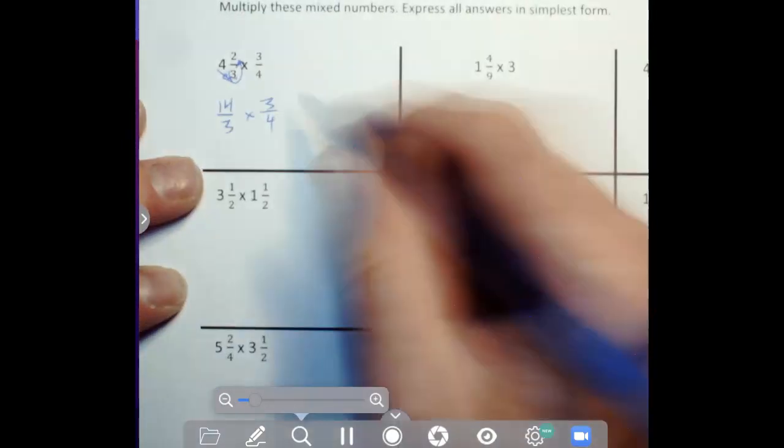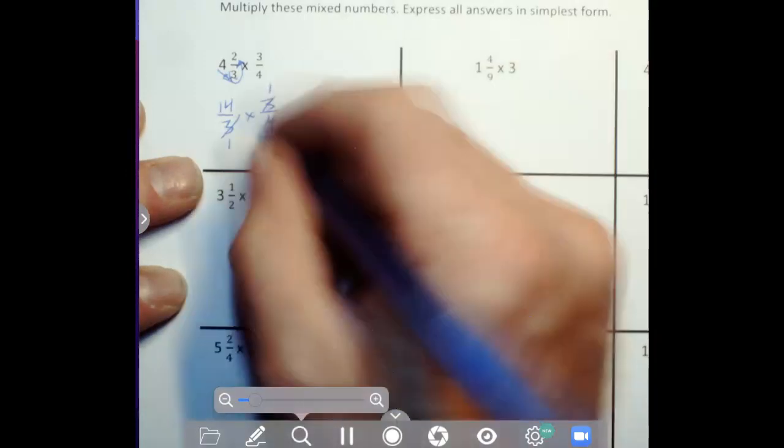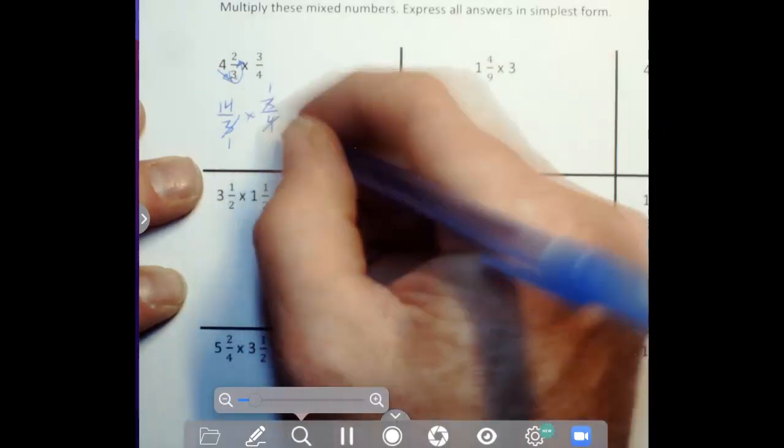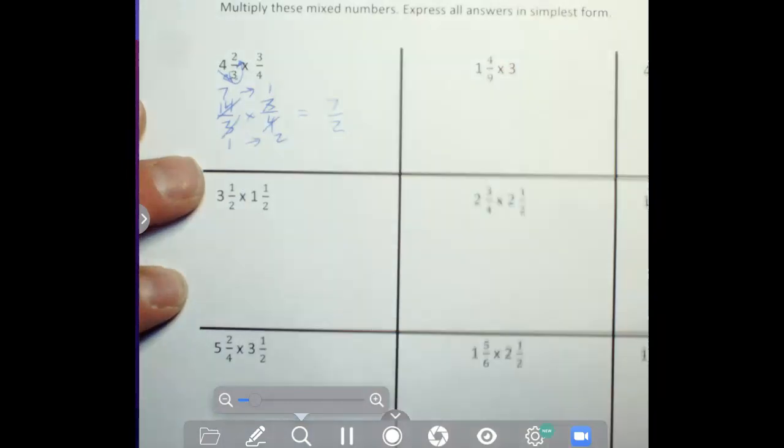You'd have 42/12, but I'm going to do some little reduction here. I'm going to do 3 divided by 3 is 1. 3 divided by 3 is 1. I can also divide by 2 this direction. 4 divided by 2 is 2. 14 divided by 2 is 7. So when I multiply across, 7 times 1 is 7. 1 times 2 is 2. I end up with 7 halves.